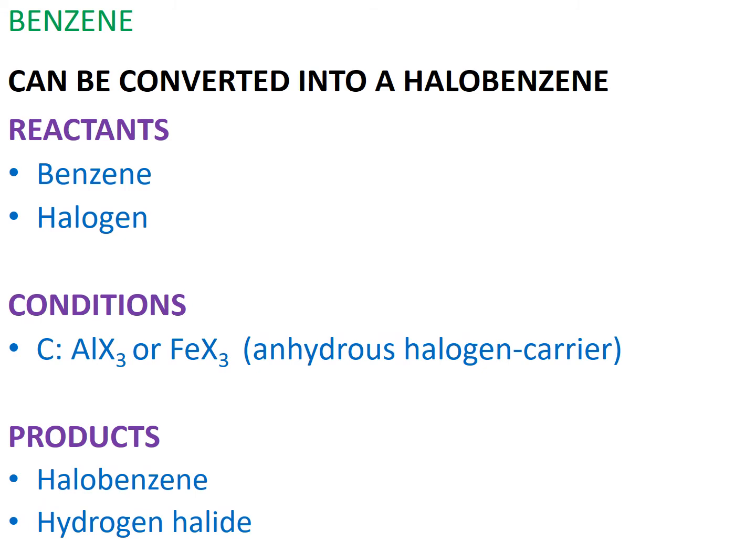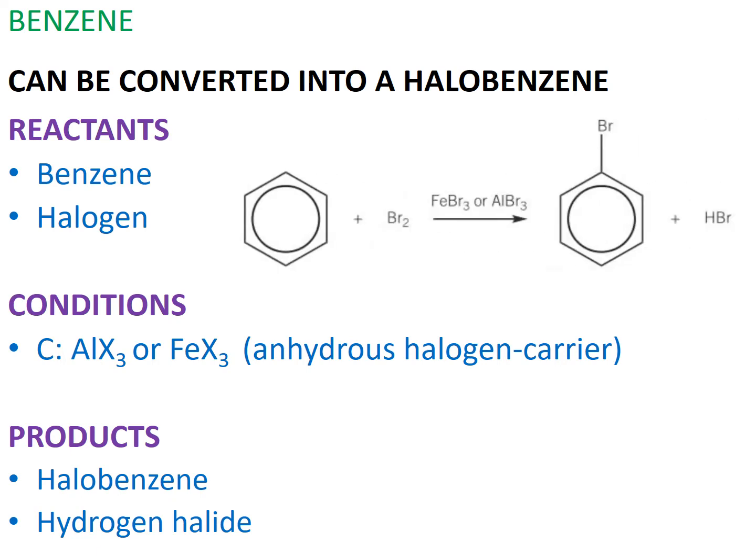To convert a benzene molecule into a halobenzene, combine your reactants in the presence of a halogen carrier, which is often an anhydrous metal trihalide, and you will produce a halobenzene and a hydrogen halide. An example of this is seen here, where benzene reacts with the halogen bromine in the presence of metal trihalide iron(III) bromide or aluminium bromide to produce bromobenzene and hydrogen bromide.